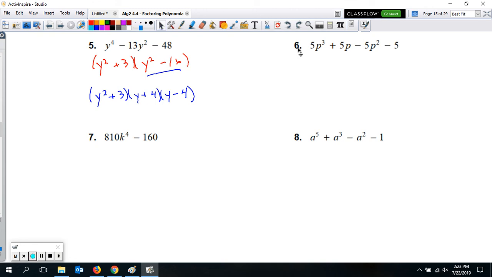Okay, so number 6. Again, this one has a GCF. You're going to factor out a number here, and then it's got grouping to do. Factor by grouping after you factor out the GCF.